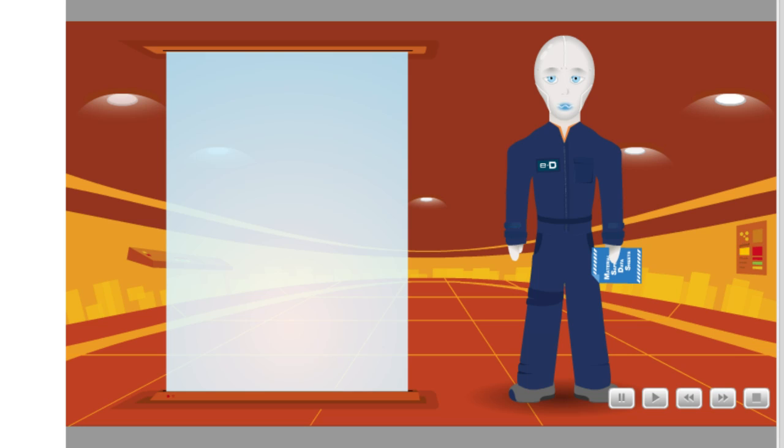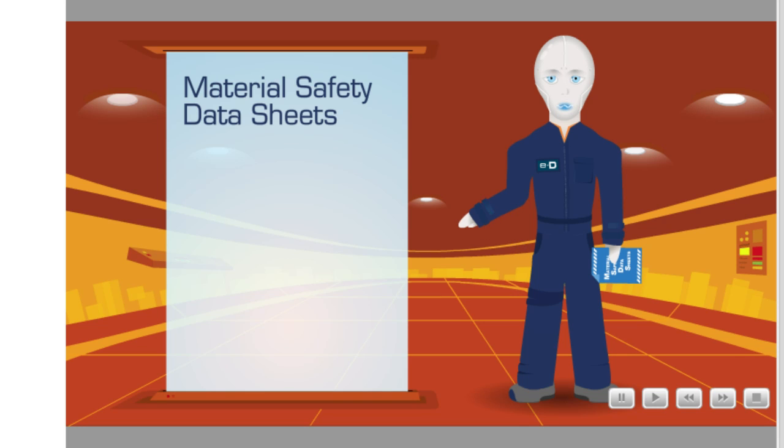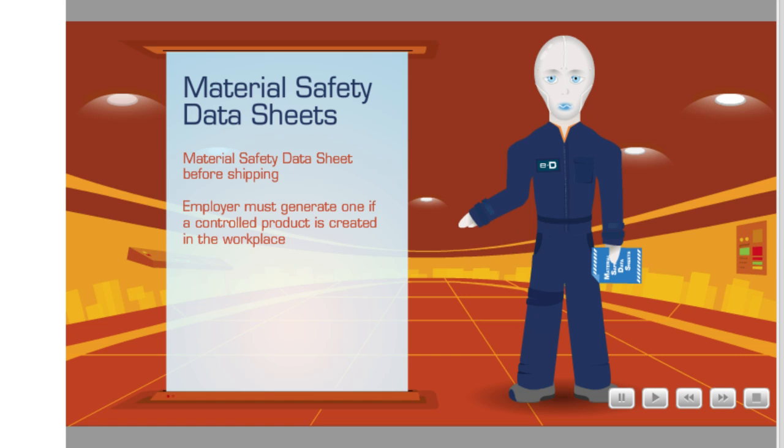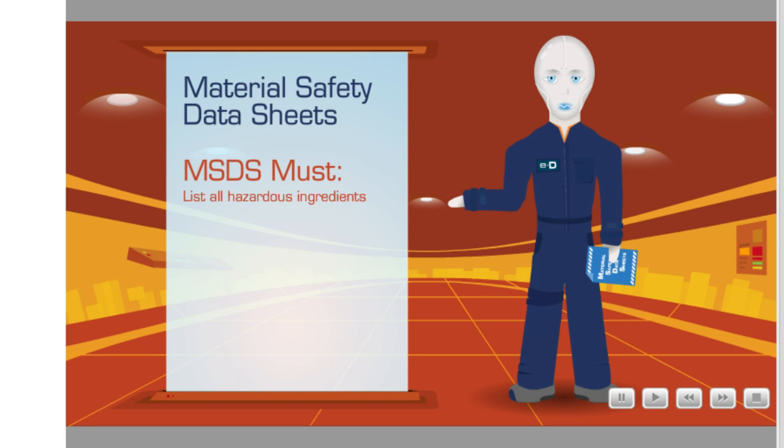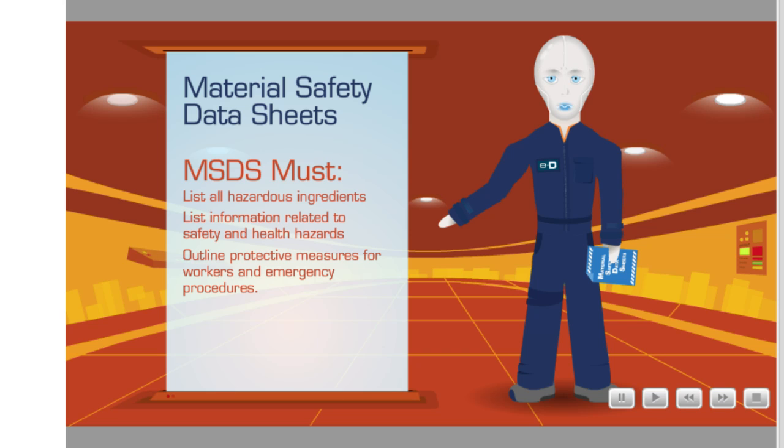Okay, let's talk material safety data sheets. Every manufacturer has a duty to supply the material safety data sheet before shipping out a product. And in situations where a controlled product is actually created in the workplace, the employer must generate an MSDS, and it must be updated every 3 years or immediately if there are any changes. A material safety data sheet is a tool for conveying information from the manufacturer to the worker. It details technical and hazardous information for the controlled product. MSDS must list all hazardous ingredients, list information related to safety and health hazards, and outline protective issues for workers as well as emergency procedures.